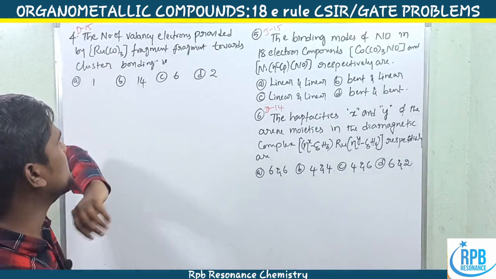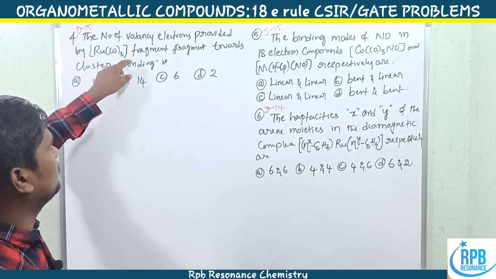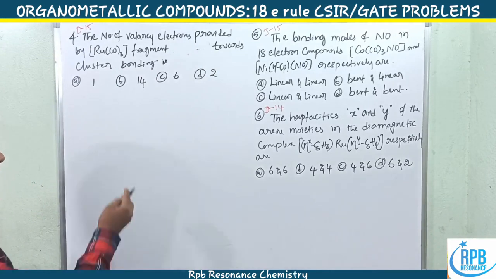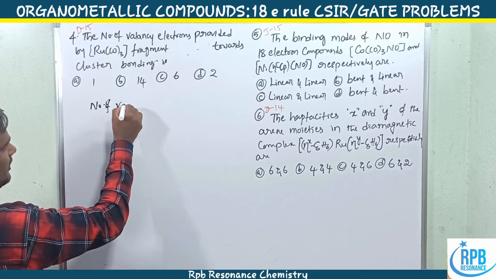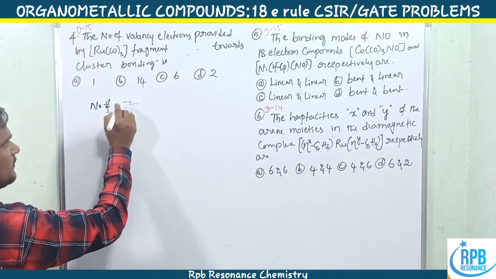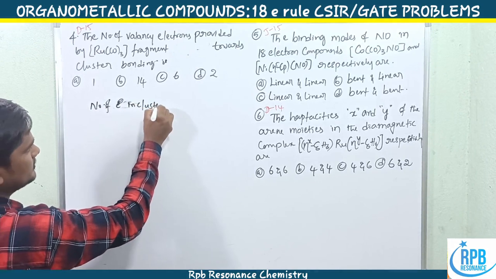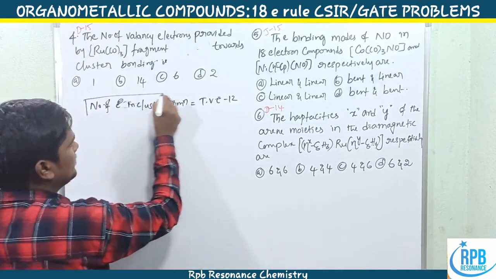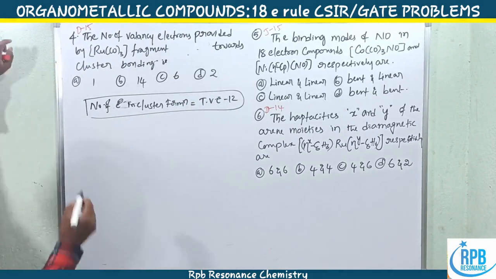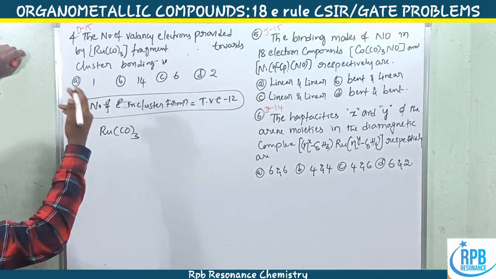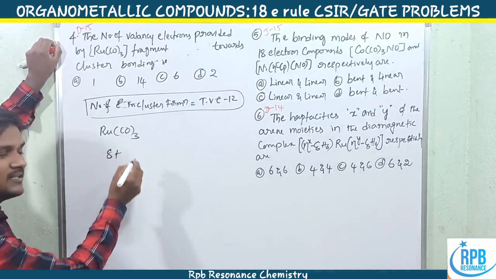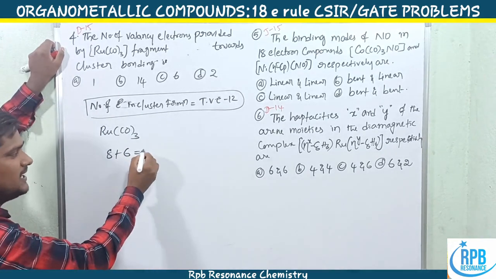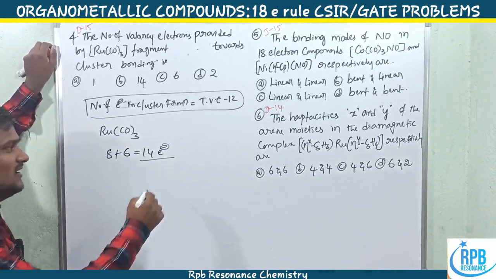The number of valence electrons provided by the ruthenium tricarbonyl fragment towards cluster bonding. Generally, the number of electrons in cluster bonding formation is equal to the total valence electrons minus 12 for a mono atom system. So this is the formula. Generally they give Ru(CO)3 taken twice, then total number of valence electrons. Now we know ruthenium is 8, it is from the iron family. So 3 carbonyls, 3 twos are 6 electrons, 8 plus 6, 14 electrons.